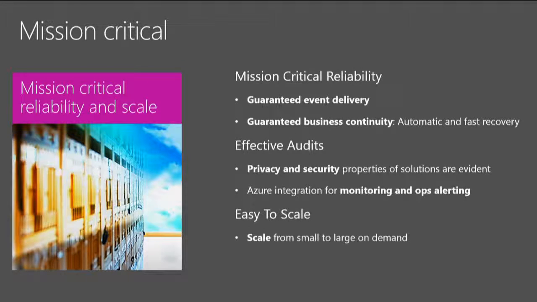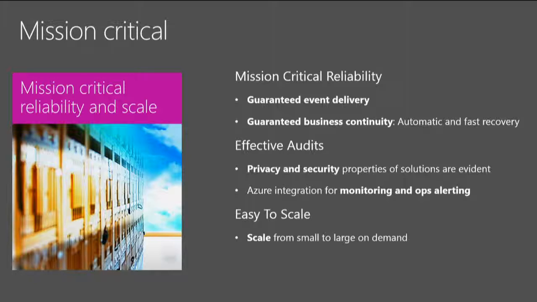The next thing is mission critical reliability and scale. We are guaranteeing event delivery. What we guarantee is if an event comes through Event Hub, we will not lose the event. Even if we have to restart the process, we can go back. I had told you about the retention policy in Event Hub. You can go back and read from those events and do your processing. So this makes sure that your business never loses data.